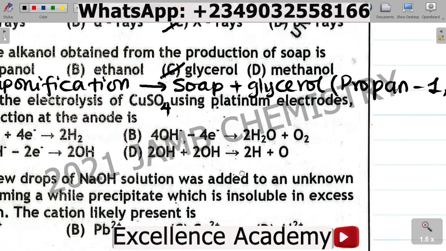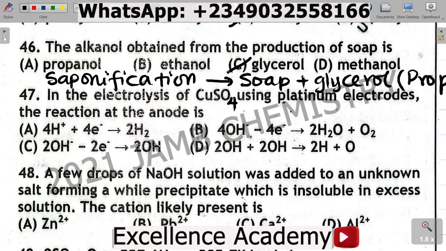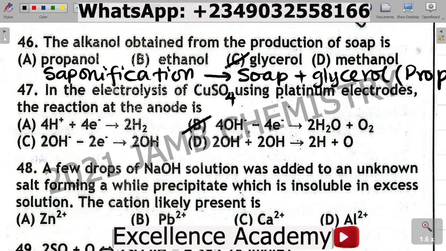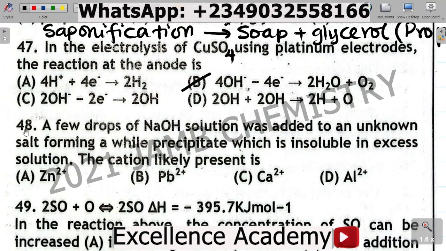So let's check which option has this particular answer for question 47. Now, inspecting this, we can see that the correct option there is B. Look at this. That's what we got. So B is your answer. 4 moles of hydroxide ion minus 4 electrons will produce 2 moles of water plus oxygen.